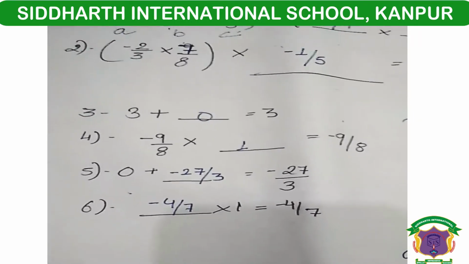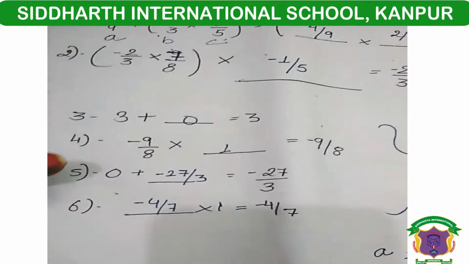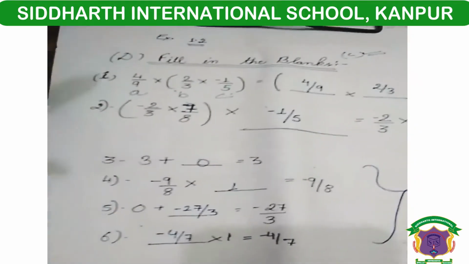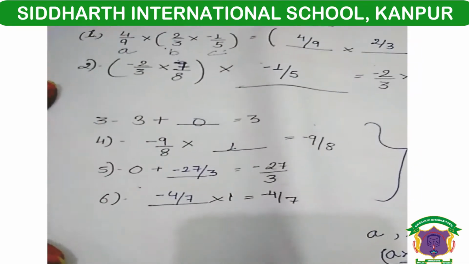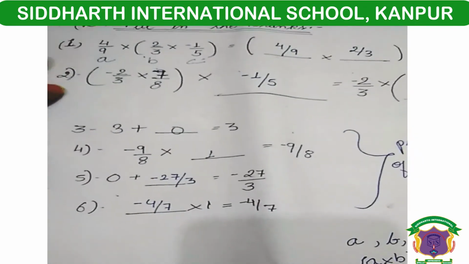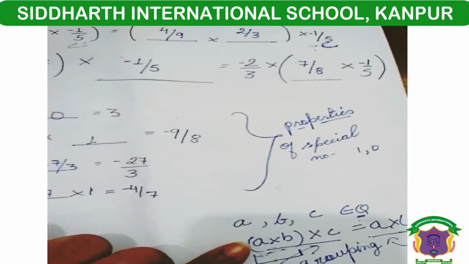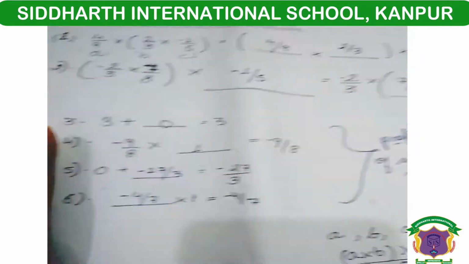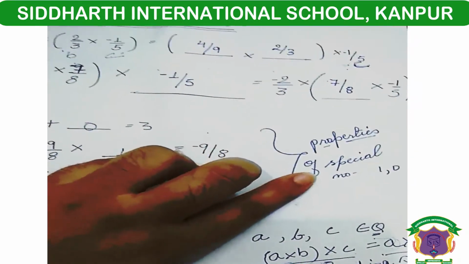Hey children, so today we have to solve our third, fourth, fifth and sixth part of your D exercise. In your last session we solved first and second part and saw how similar they were in their pattern, and we used the associative property. Right children? And for these four parts we are going to use our properties of special numbers.